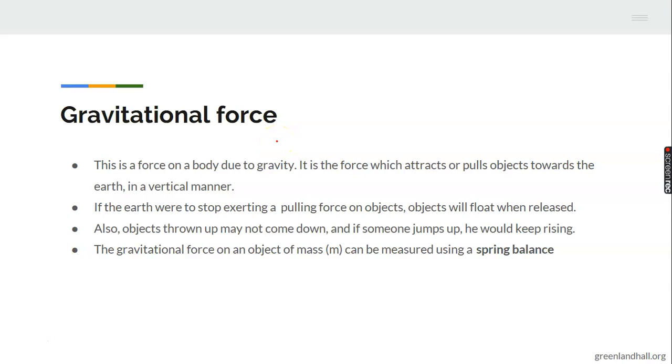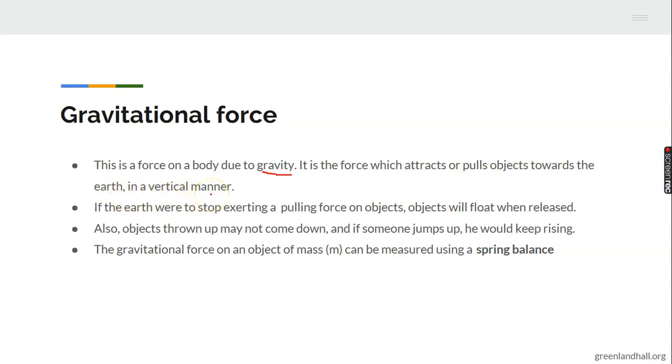So moving to gravitational force. Gravitational force is a force on a body due to gravity. And gravity is a force which attracts or pulls objects towards the earth in a vertical manner. Take for example, when you throw something up, that thing will definitely come down. Have you ever thought of why this thing is coming down? Why not stay there or keep going higher? It's due to this force called gravity. It tends to pull anything back to the ground. That's why it's a force which attracts or pulls objects towards the earth. Earth is the ground.